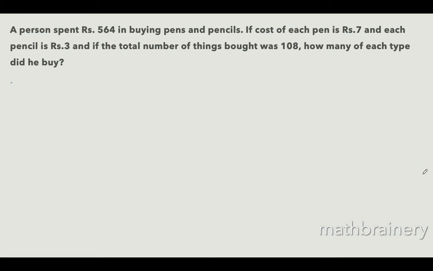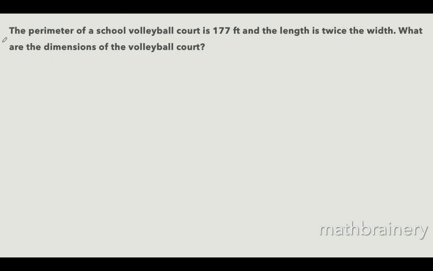Let's look at the next question. The perimeter of a school volleyball court is 177 feet and the length is twice the width. What are the dimensions of the volleyball court? The perimeter of a volleyball court is 177 feet. A volleyball court is of rectangular shape. So the perimeter of a rectangle is given by 2 times (L plus B). This 2 times (L plus B), that is this perimeter, is equal to 177 feet.